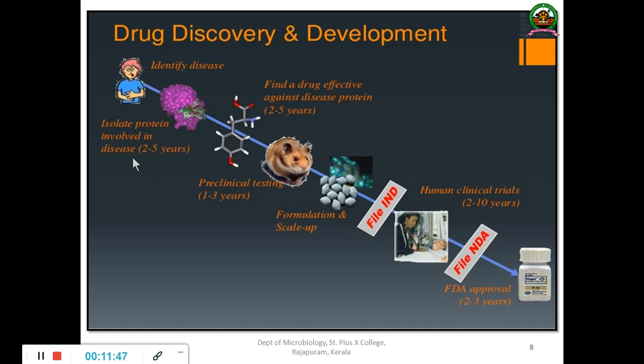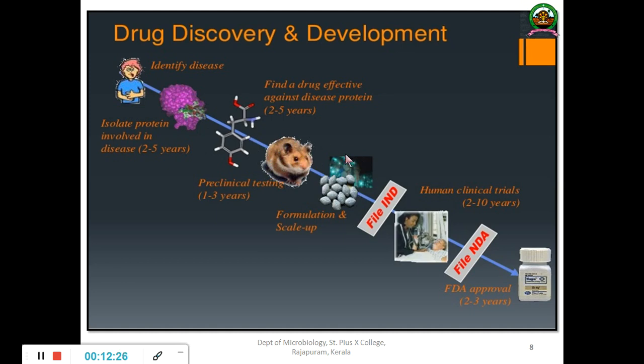Now identify the protein from the disease. Now this is the protein. You will identify some set of drugs from small molecules, and that will take 2 to 5 years, and it will go to a preclinical level. That takes 1 to 3 years, and later it will go to the clinical trials. As I said in the previous slide, there will be a lot of testing in lower animals, mice, rat, and later in higher organisms.